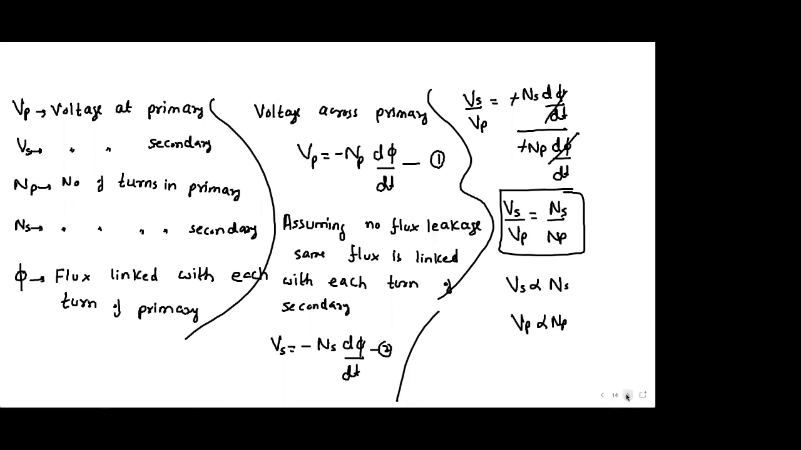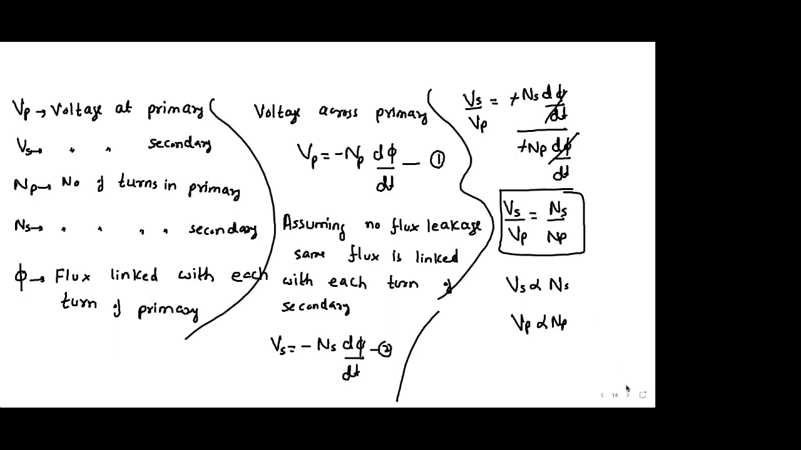Now, after this, we can also calculate relation between current and number of turns. Say, power. Okay, I'm calculating one more time. I'm taking one more approximation. Okay, before this assumption, let's take efficiency. Let's study efficiency of transformer.